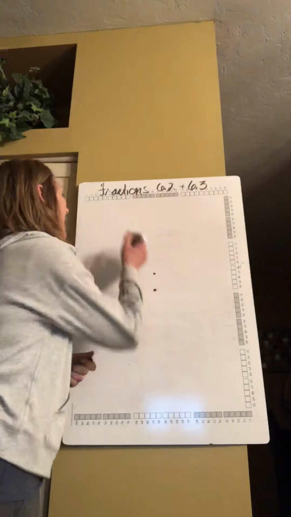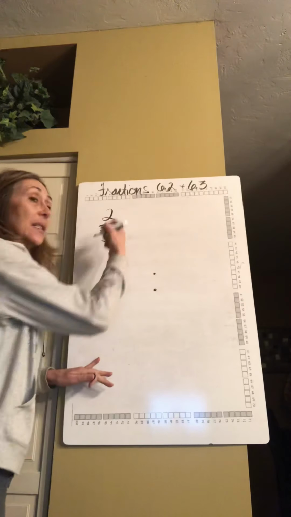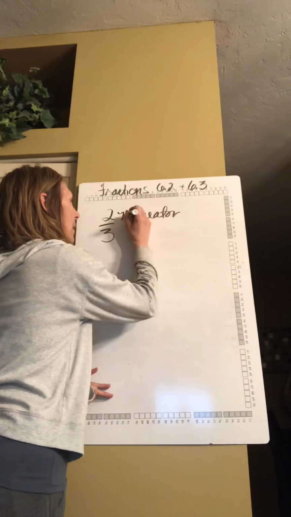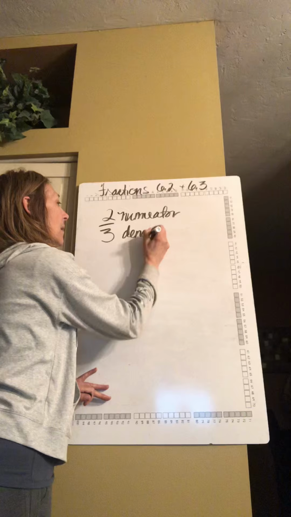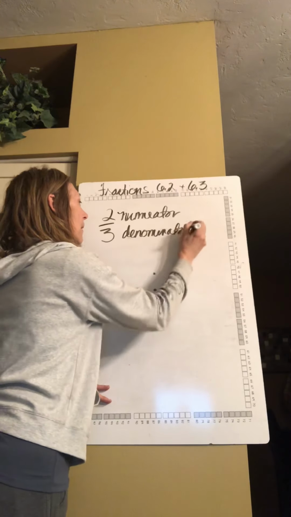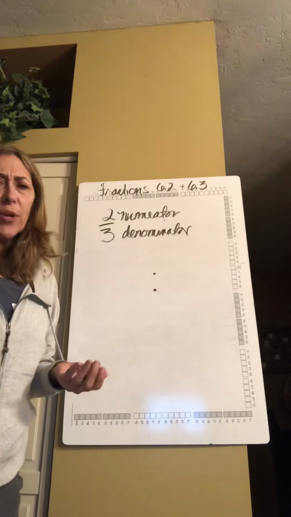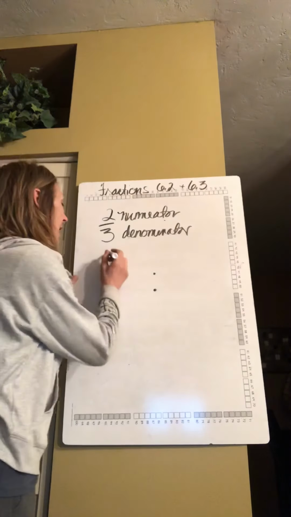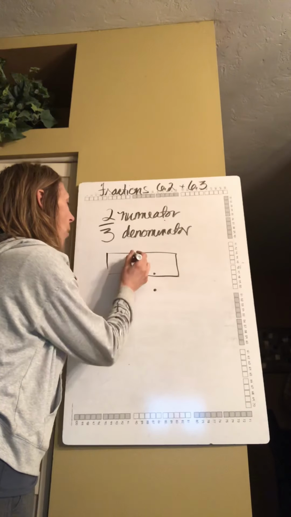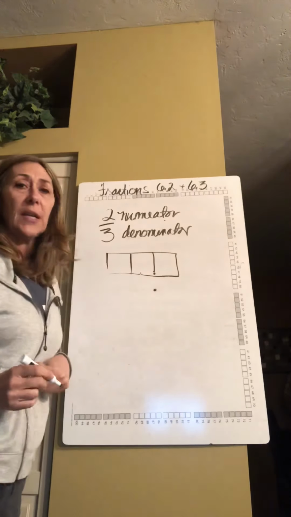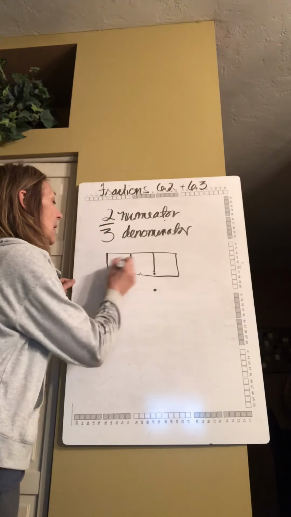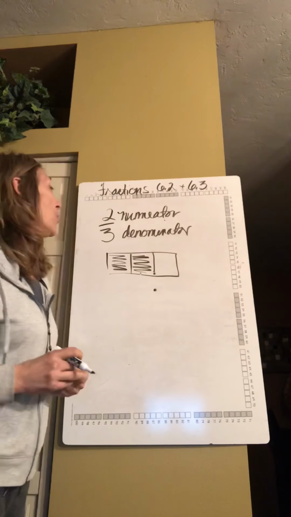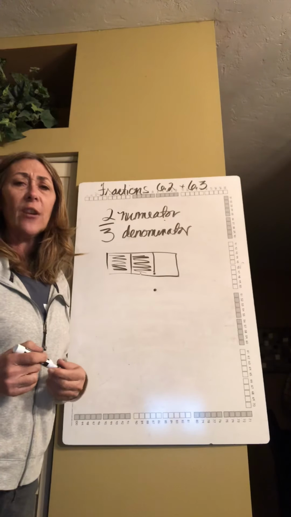Fraction has two parts again. It has the top, the numerator, and the bottom, the denominator. This fraction happens to be 2/3, which means my pieces in the whole are 3. So it would take, here's my whole, 3 equal pieces. I'm referencing 2 of those. So 2/3 is my fraction, numerator 2, denominator 3.